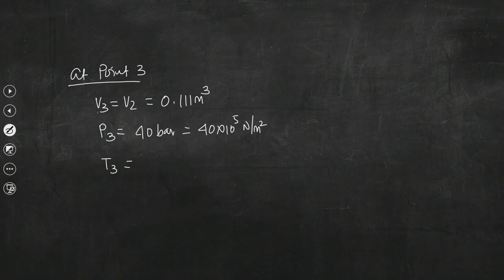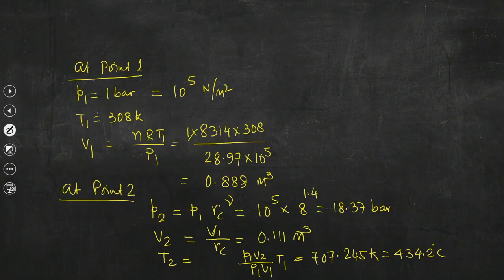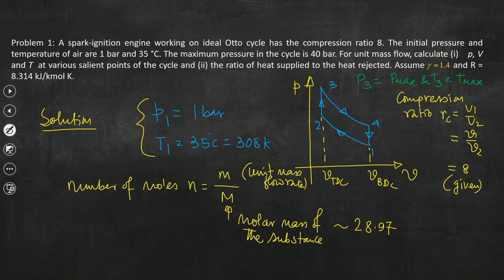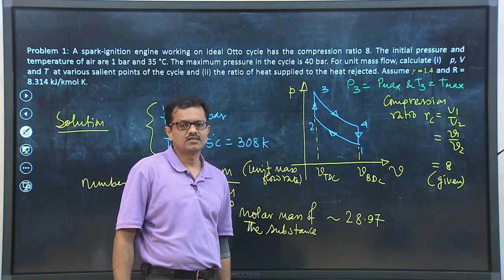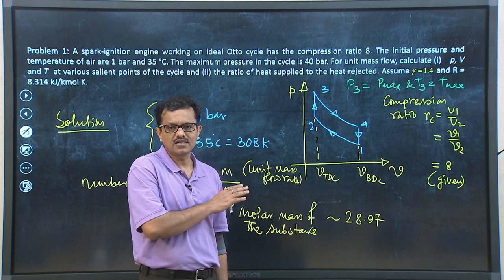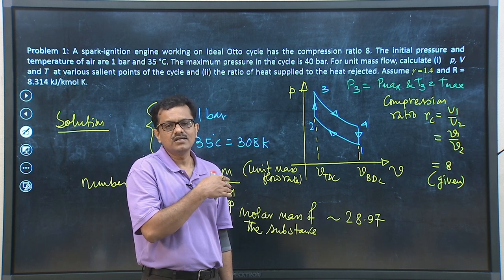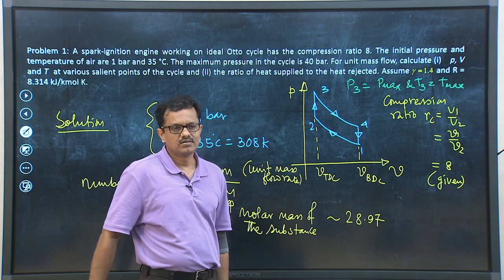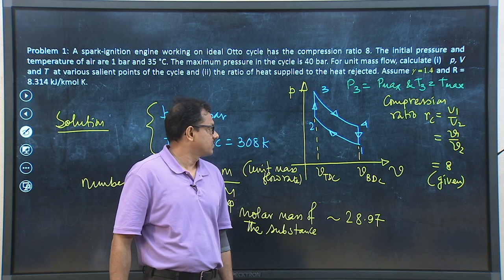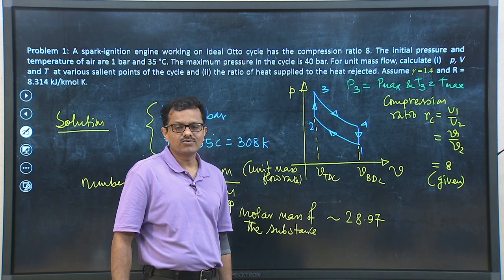T3 equal to... process 2 to 3 is a constant volume process. Let me tell you once again, because we are applying the air standard, ideal gas relationship. The air standard cycle we have considered to analyze the performance of the engine, and we are using the ideal gas relationship. So, process 2 to 3 is a constant volume process.